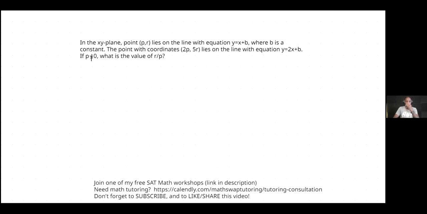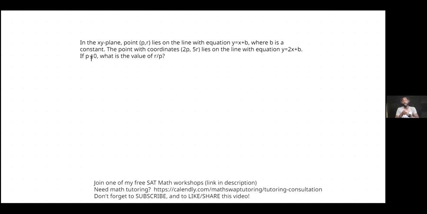Okay. All right. So let's see this again. In the xy plane, point PR lies on the line with the equation y equals x plus b. The point with coordinates 2p and 5r lies on the line of y equals 2x plus b. If p is not equal to 0, what is the value of r over p?